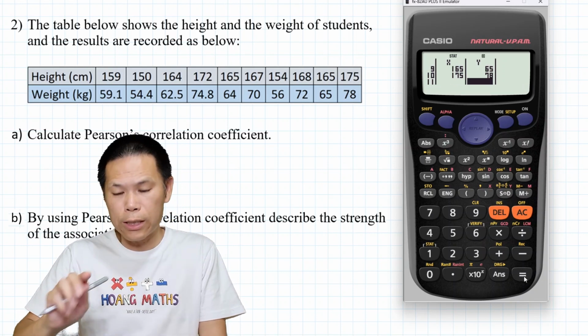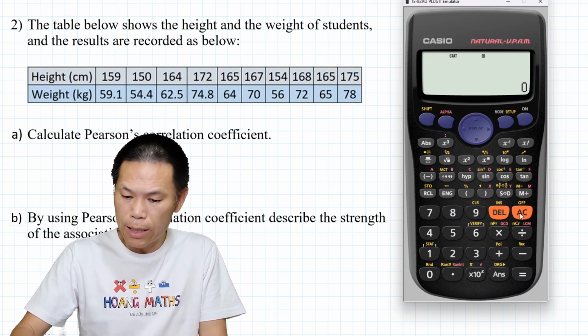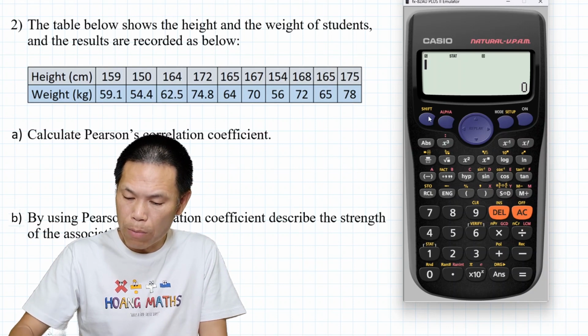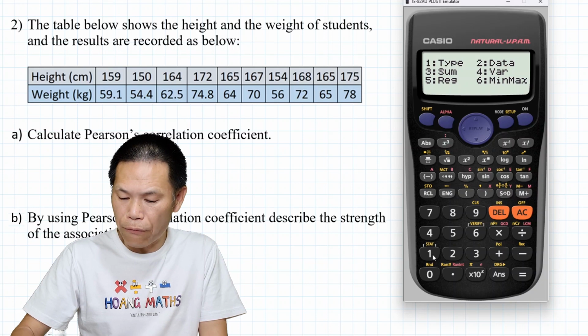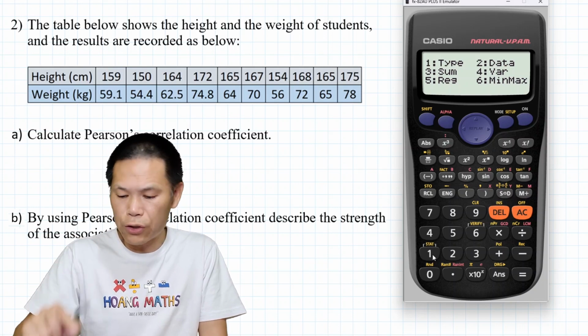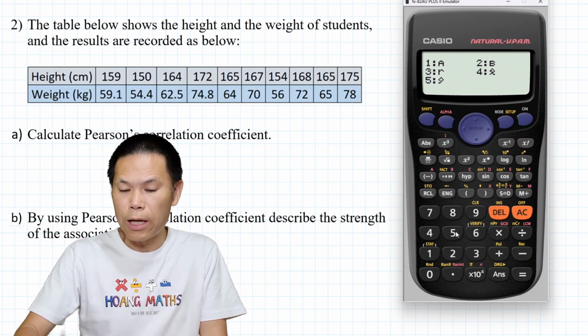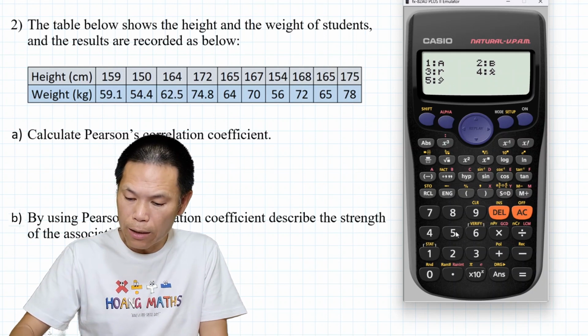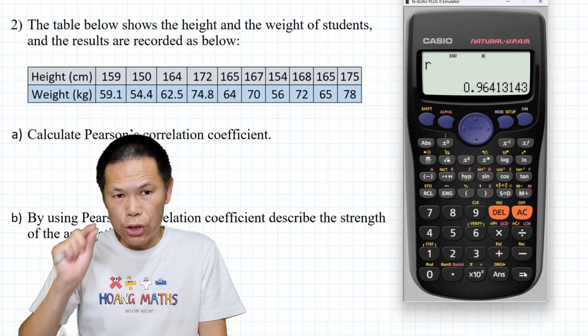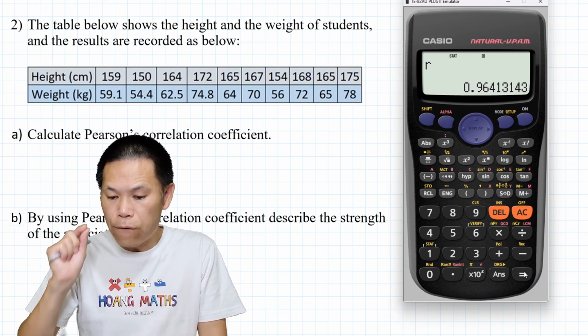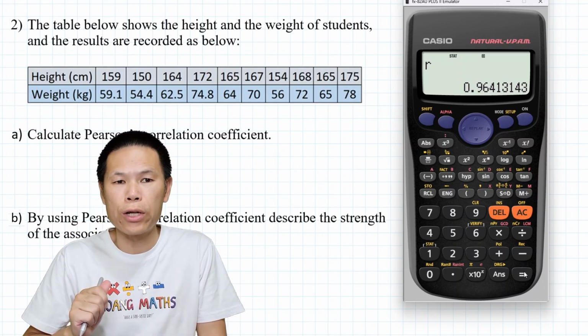So now I just clear the screen, press AC button, press shift, number 1, that is statistic, and then I go for option 5 because the correlation coefficient is in that option. Then I press option 3, that is r. So press 3 equal. So there you go, 0.9641. Just round up correct to 4 decimal places.